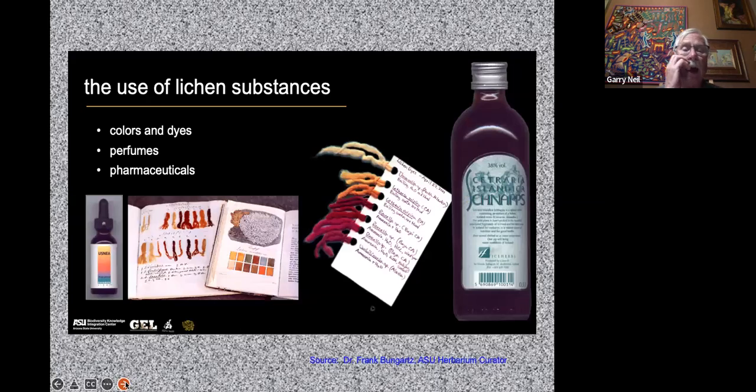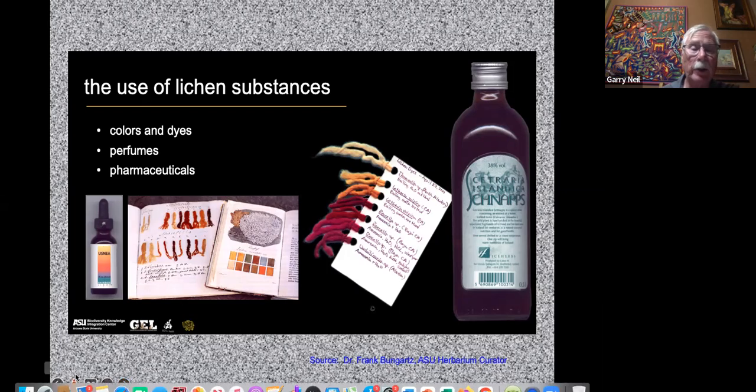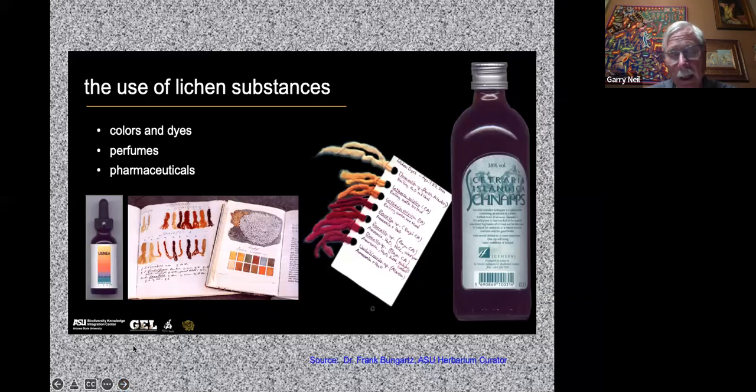Okay, now lichens also have some beneficial uses. They're used for colors and dyes. The Native Americans used them to make their dyes for their rugs and yarn and stuff. They are used in perfumes, mainly in Europe, and there are some pharmaceuticals that are made mainly in Europe. Usnea, the one we saw where you can pull the cord apart and you get a center cord, that particular organism produces usnic acid, and usnic acid has been found to be beneficial in some pharmaceutical areas that I don't really know very much about, but anyway.